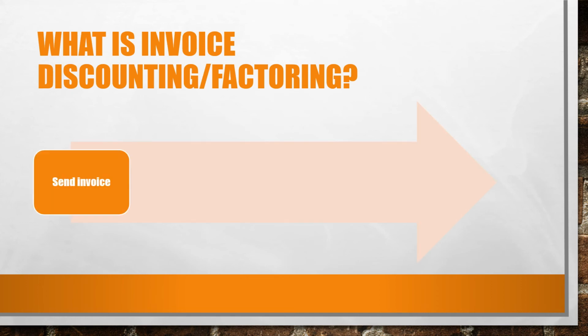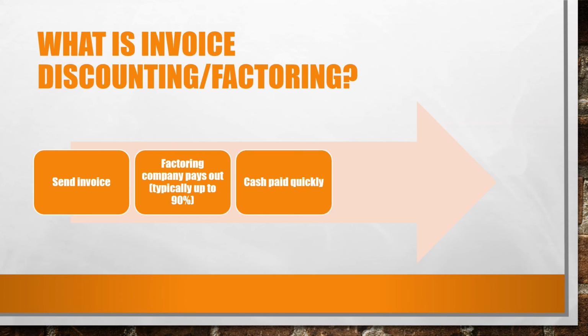So you send an invoice, then the factoring company, so usually a bank or other financial institution, will pay out very quickly. And so you can typically get 90% of the value of the invoice paid really, really quickly. And the key is that the cash gets paid quickly. So instead of having to wait for, say, 60 days or 90 days or 30 days or whatever terms are on that invoice, you get the money perhaps in 24 hours, sometimes even faster.